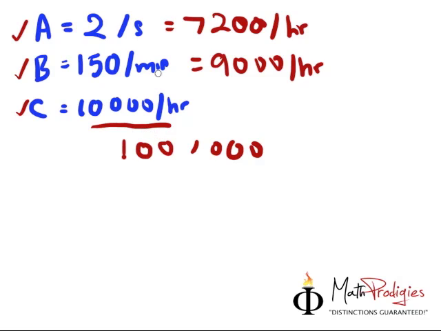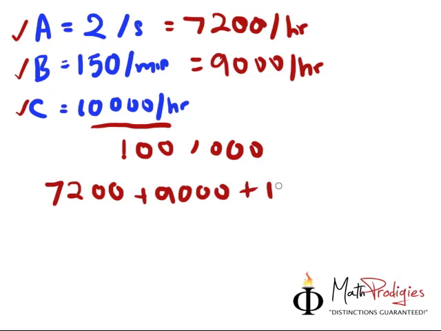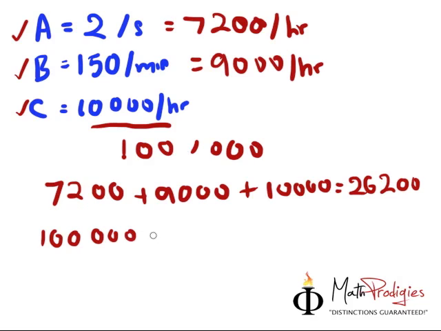Now all I have to do is add them up together so that I know how many copies they can make together in an hour. So 7,200 plus 9,000 plus 10,000. We have 19,000 plus 7,200, which gives you 26,200 copies in an hour. And we want to photocopy 100,000. So 100,000 divided by 26,200 will give you the answer.